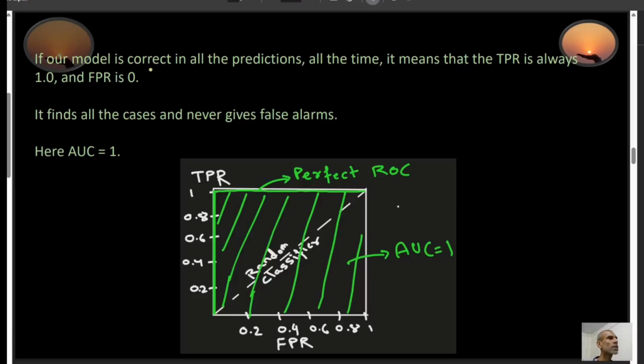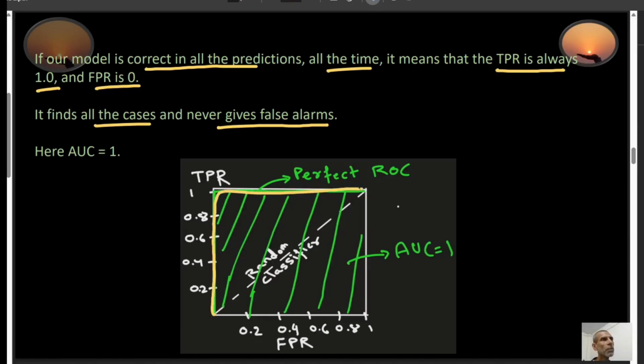Now, if your model is correct in all the predictions all the time, it means your TPR is always going to be 1 and your FPR is always going to be 0. In this case, it means that it finds all the cases and never gives a false alarm. So this is how your ROC curve will look right here. This is going to be the perfect ROC. In this case, your AUC is going to be equal to 1.